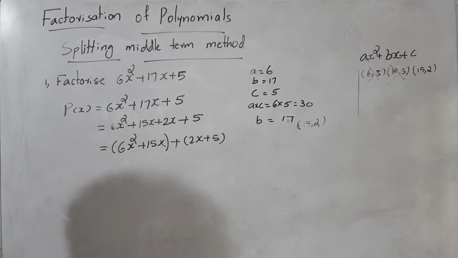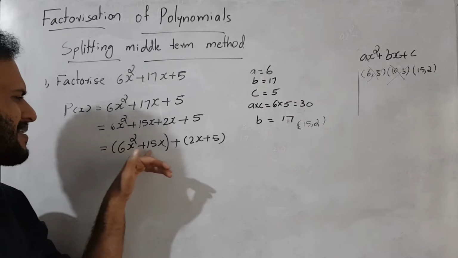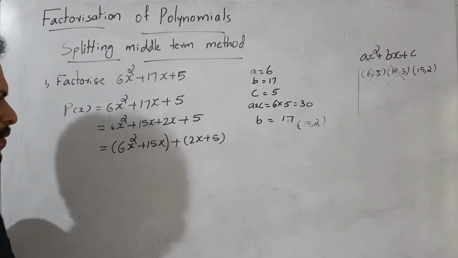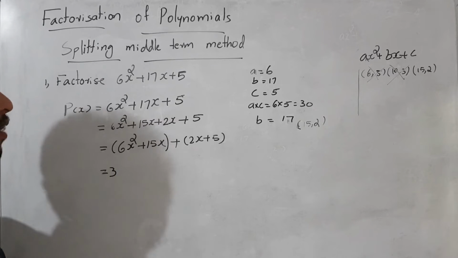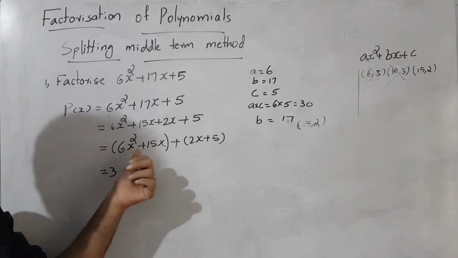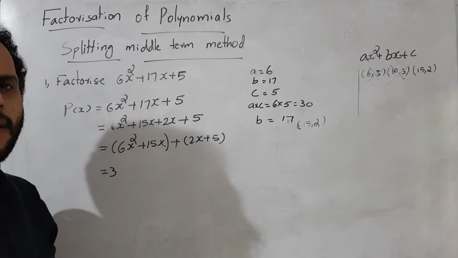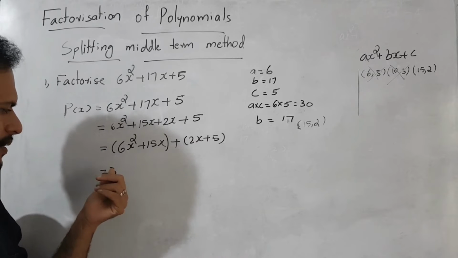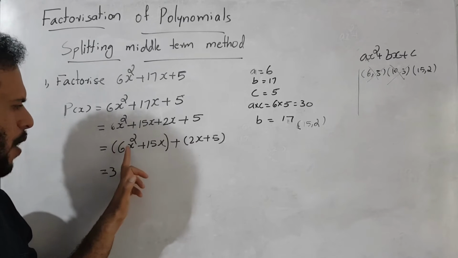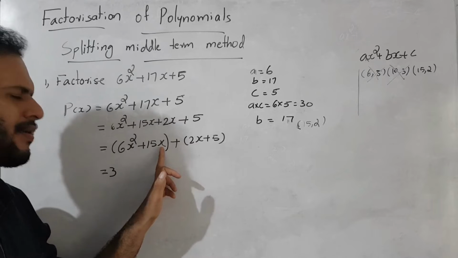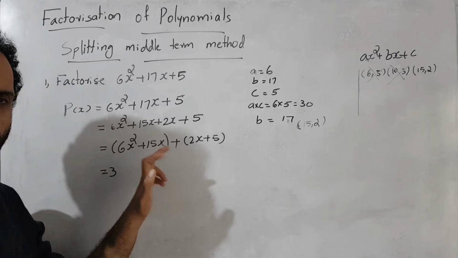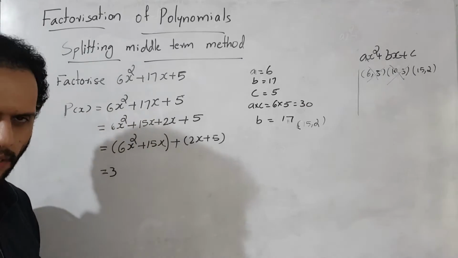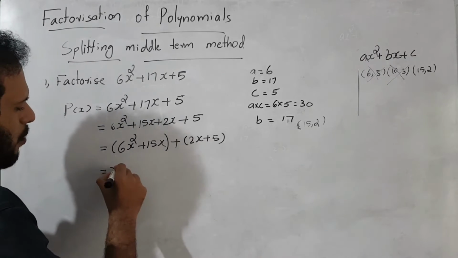What is common? In 6 and 15, what is the common factor of 6 and 15? Yes, the common factor is 3. So 3 is possible to take out. Correct? What is the common factor? 3. And what is common in the variable x square and x? 1x is also common there. Here 2x, here is only 1x. Then 1x is common in both the terms. Correct? So we take 1x out.